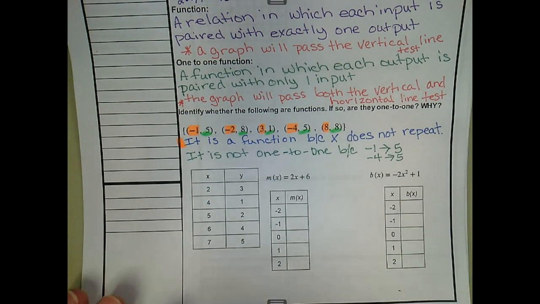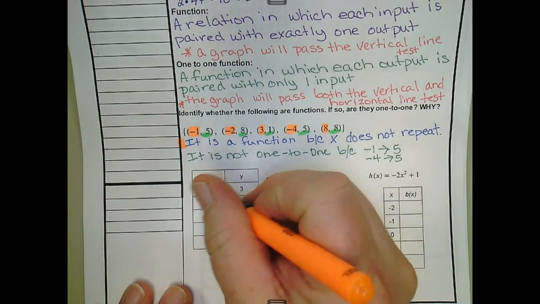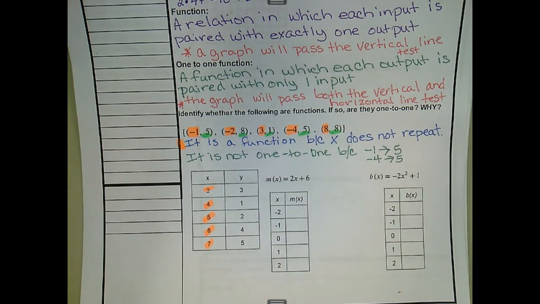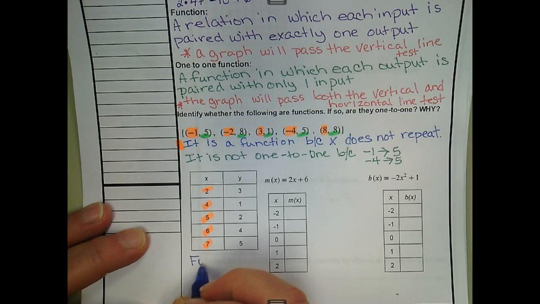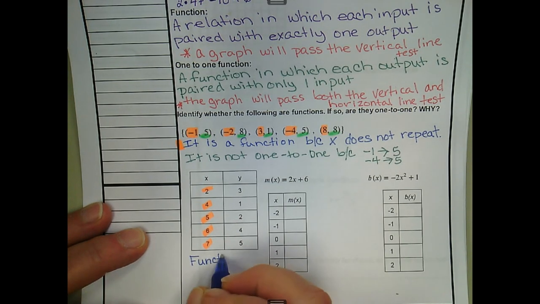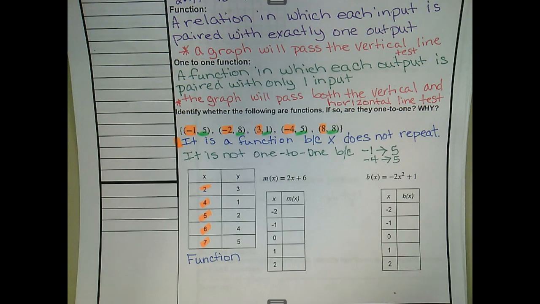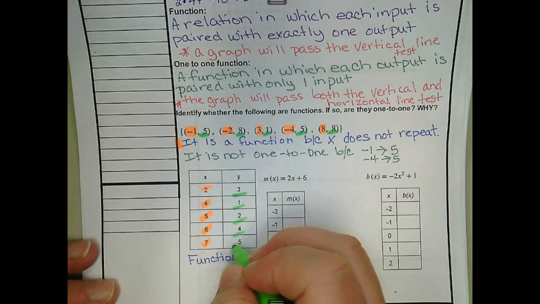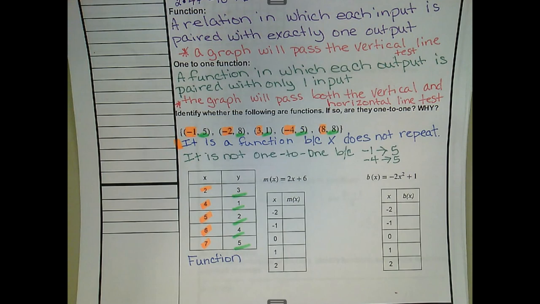As I am looking at my inputs, is it a function? I've got 2, 4, 5, 6, 7. It is a function. Okay, so I'm just going to say function because we know what it means. Let's look at the other one. I've got 3, 1, 2, 4, 5. And it is 1 to 1. My y does not repeat.